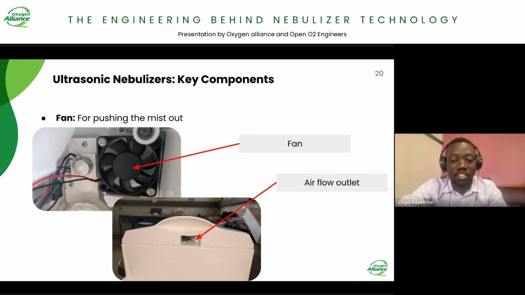The other component is a fan. A fan pushes out the mist that has been produced in the nebulizing chamber into the mouthpiece or mask that the patient is wearing. In this type of ultrasonic nebulizer, the airflow is controlled by a flap. You can see an image on the bottom. That's where I've labeled airflow outlet. That's a flap that controls the airflow. And there is a control knob on top, which I'll show you later, that adjusts the opening of this flap, thereby regulating the amount of airflow that pushes the medication.